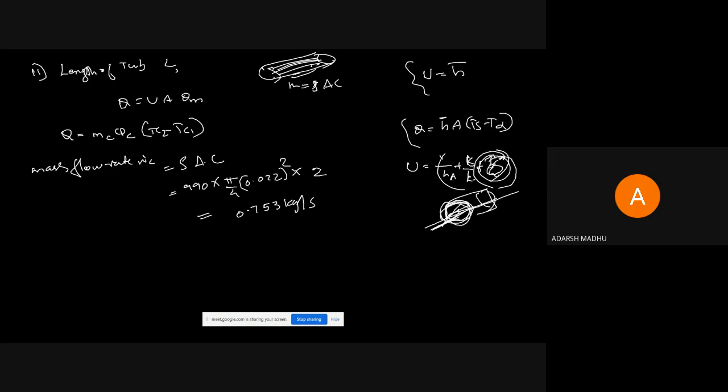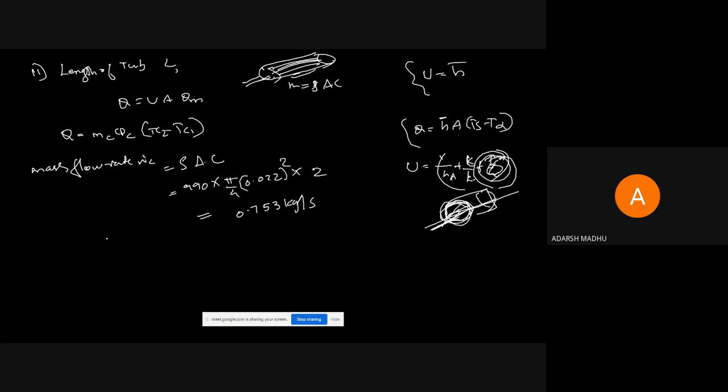Okay, so mass flow rate means the flow of water through the pipe. The area is pi by 4 d square. So directly you can find the value of m dot for water as rho A C. Rho is given, A is given, C is given.